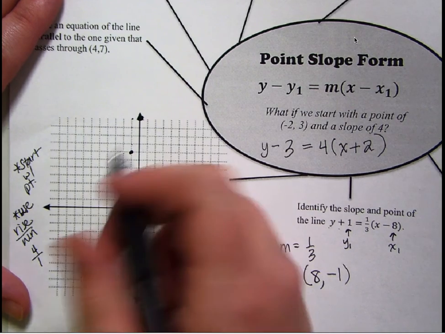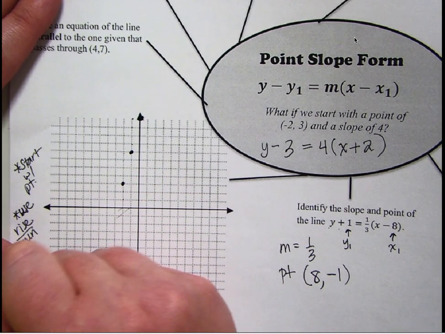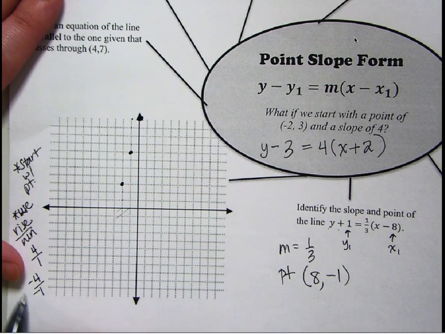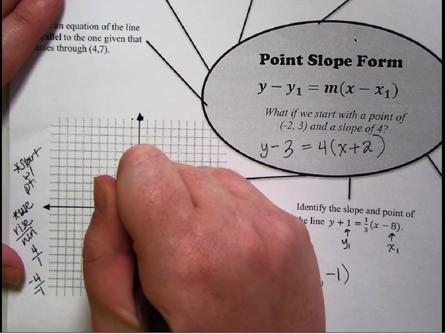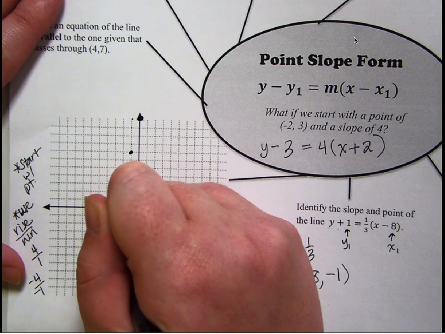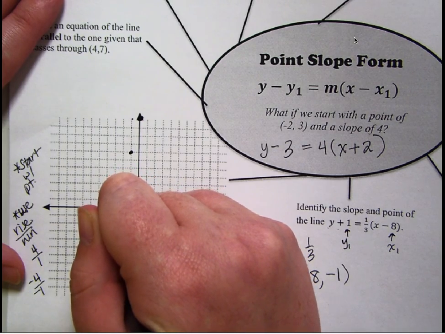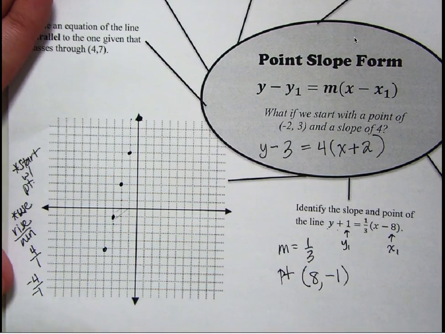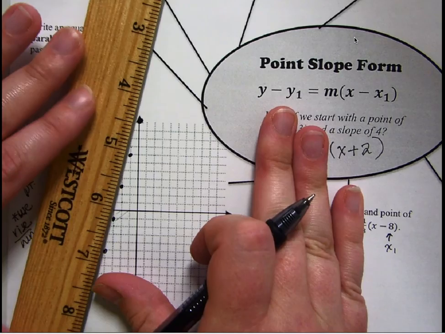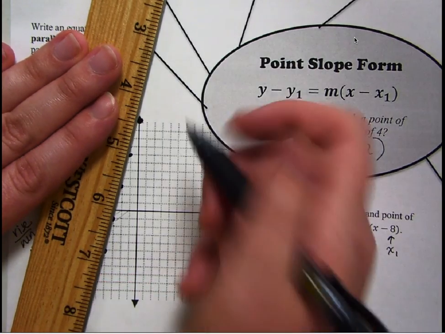We can also work in reverse. Think about it as negative 4 over negative 1, which reduces to 4, so it's the same slope. But what this says is that we're going to go down 4 and then to the left 1. So it's working in reverse. Okay, once you've plotted a few points, you probably have enough to draw on your line.